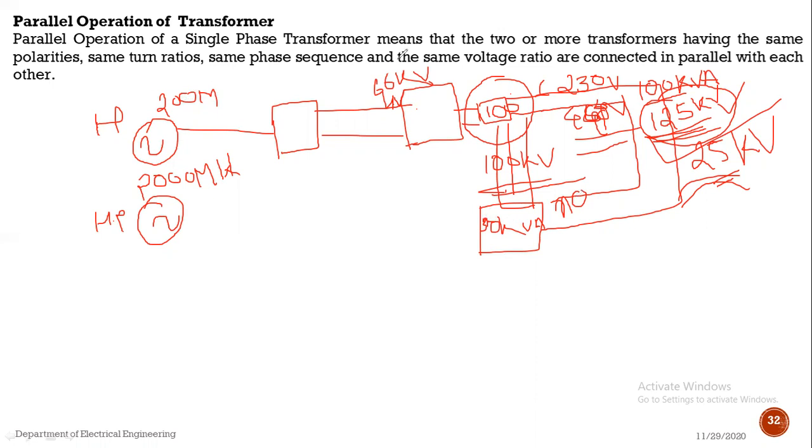See, the parallel operation of single phase transformers means that two or more than two transformers are connected. I am telling here one example. एका ट्रान्सफॉर्मर वरचा लोड जर जास्त होत असेल तर आपण दुसरा ट्रान्सफॉर्मर कनेक्ट करतोय पॅरलल मध्ये.